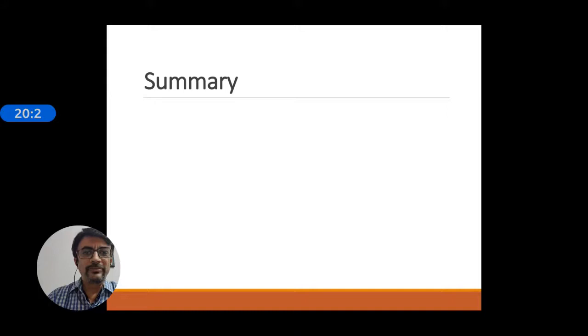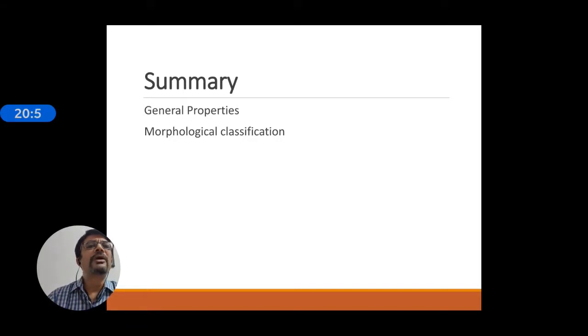And in the summary, we revisit the important points. General property: you know that they are eukaryotic cells. Morphological classification: there are 4 classes: yeast, yeast-like fungus, molds, and the dimorphic fungus. Systematic classification, again there are 4 classes: zygomycetes, ascomycetes, basidiomycetes, and where the sexual stage is not known, they are known as deuteromycetes or fungi imperfecti.